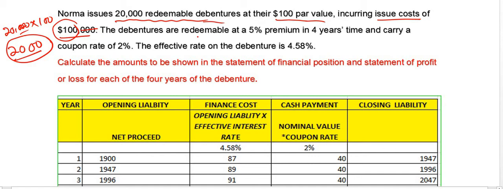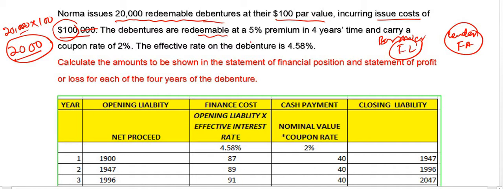Now the debentures are redeemable, meaning once the time is finished, you will redeem the debentures and you have to pay some money. So it's a financial liability for you. I told you before, if you issue the debenture, it means that you are the borrower, and you will definitely pay at the end, and the person who invests in your bonds will be the lender. So for the lender, it will be a financial asset, and for you, it will be a financial liability. Clear?